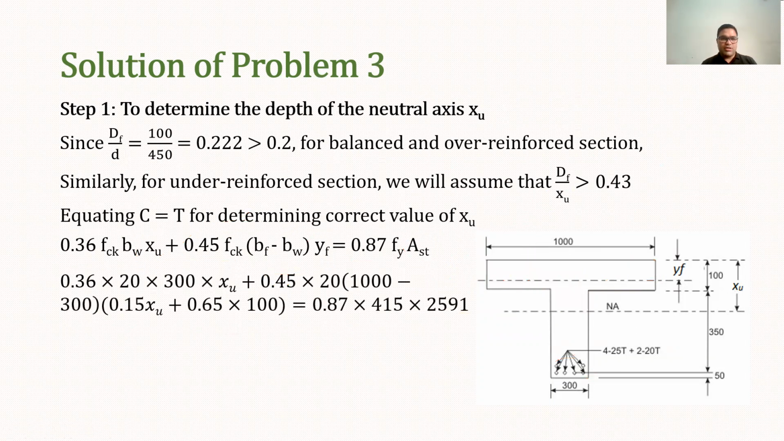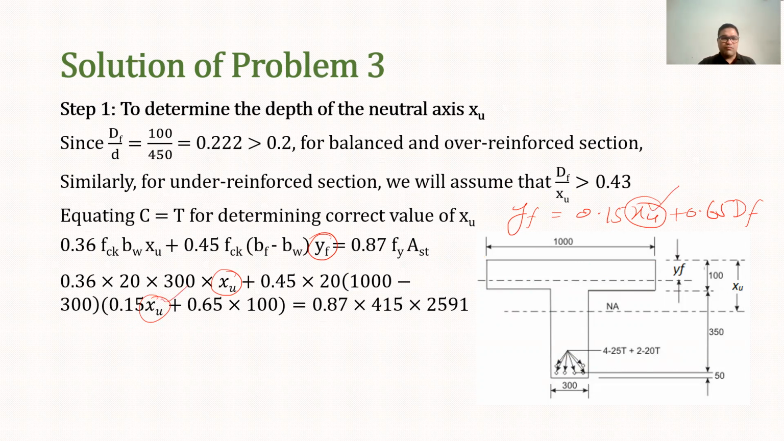So putting all the values here, as you can see in the equation, only XU is unknown. Why even the YF value? Because right now we don't know whether our section is under, balanced or over. So the YF value is also put here, which is 0.15 XU plus 0.65 DF. You can see here I have written XU, not XU max, because we don't know whether our problem is balanced, under or over. That is why we are writing XU, which we are required to find out.